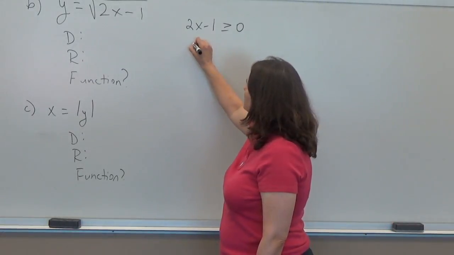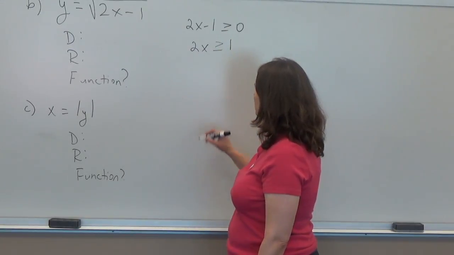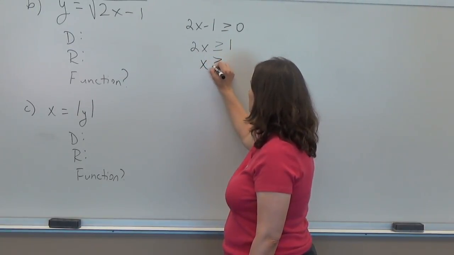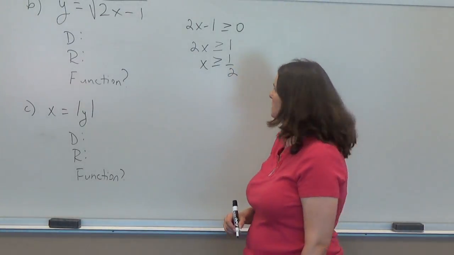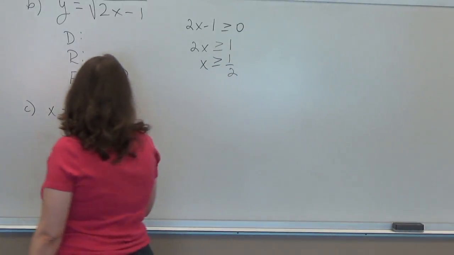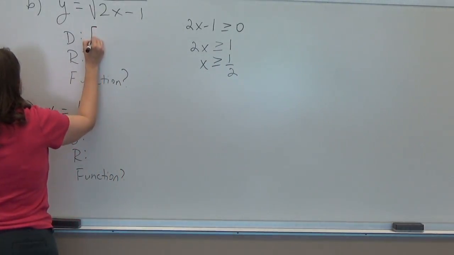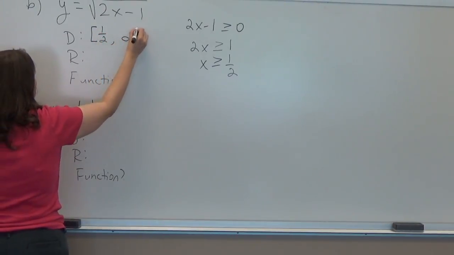Add 1 to both sides. 2x is greater than or equal to 1. Divide both sides by 2, so x is greater than or equal to 1/2. And we can give this in interval notation. If x is greater than or equal to 1/2, then we're going to say that we have the domain from 1/2 with a square bracket, comma, positive infinity with parentheses.